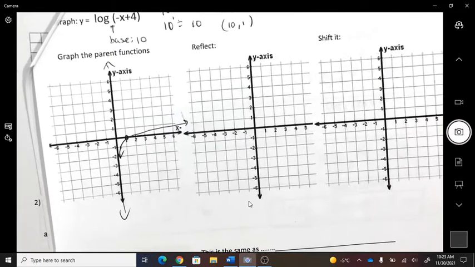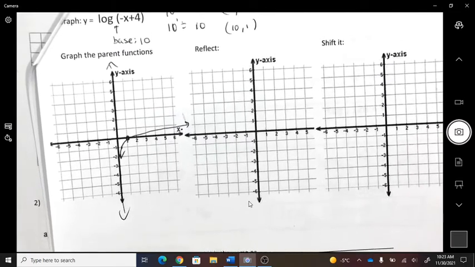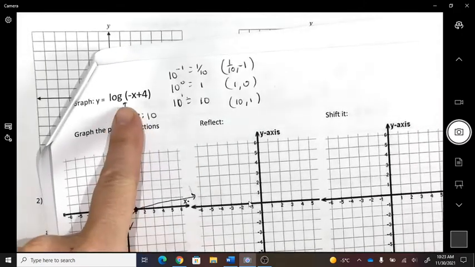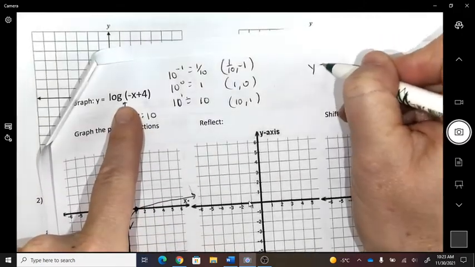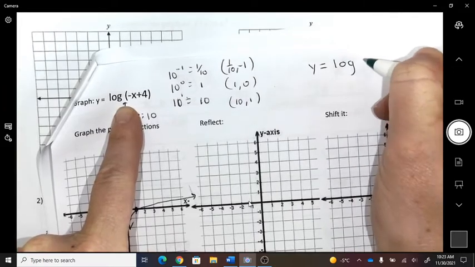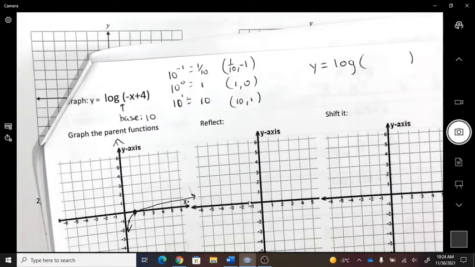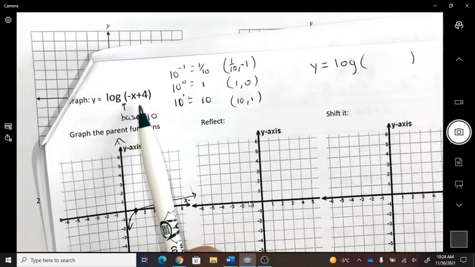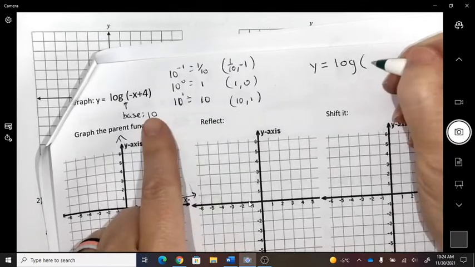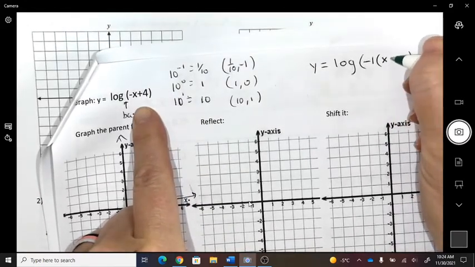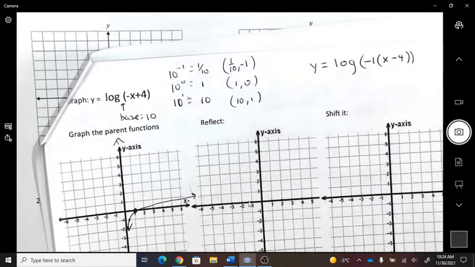Okay, well, let's talk about transformations here. I don't like the way this is written. How would I like to change the looks of it? Why don't I like it? What's wrong with its format? It needs to be factored out. So now x, and now a -4 as well.